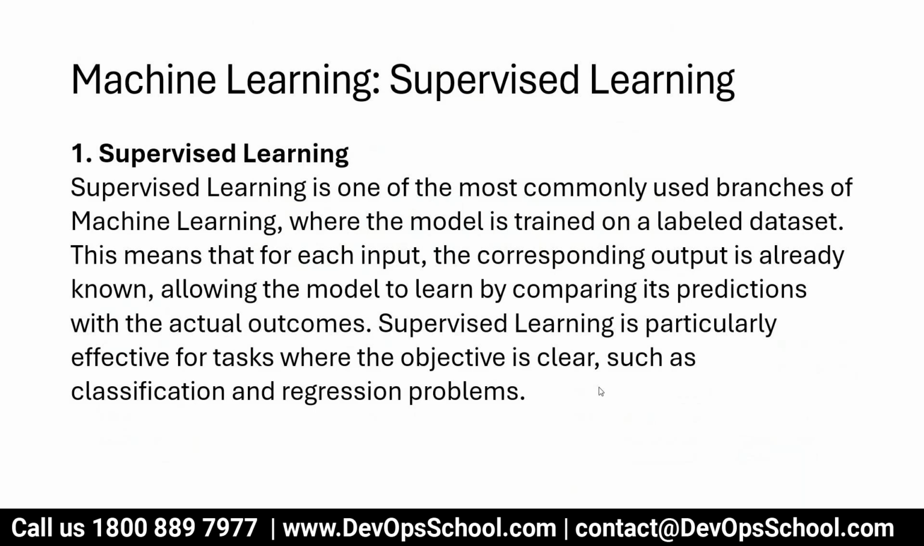So the model is trained on the labeled data set. That is important here. In supervised learning, models are trained on labeled data sets, meaning data which is labeled. This means that for each input, the corresponding output is already known, allowing the model to learn by comparing its predictions with the actual outcomes. Supervised learning is particularly effective for tasks where the objective is clear, such as classification and regression problems. By the way, classification is one of the algorithm types, and regression is also one of the algorithm types, which I'll come back to.